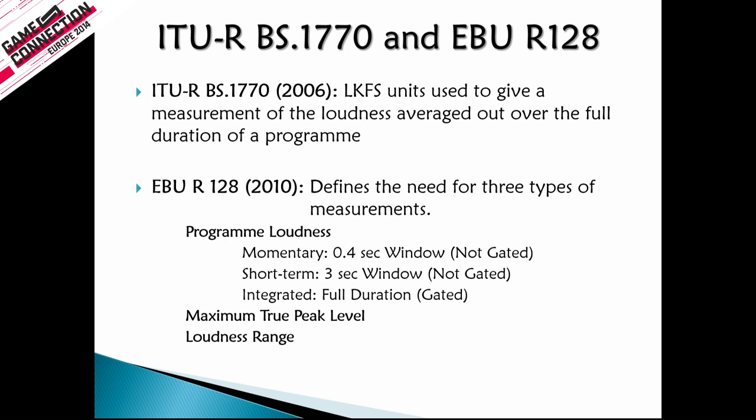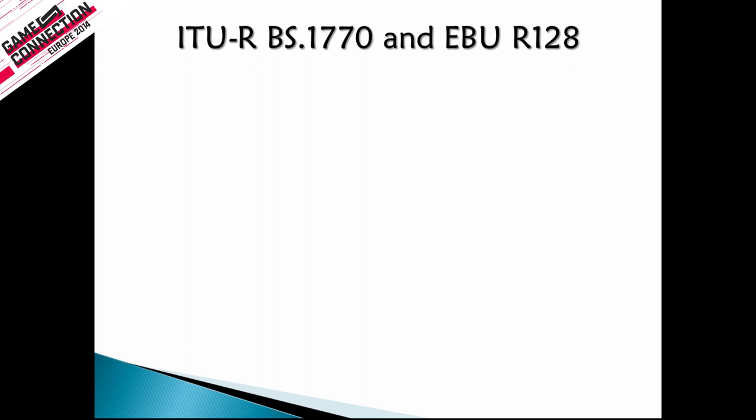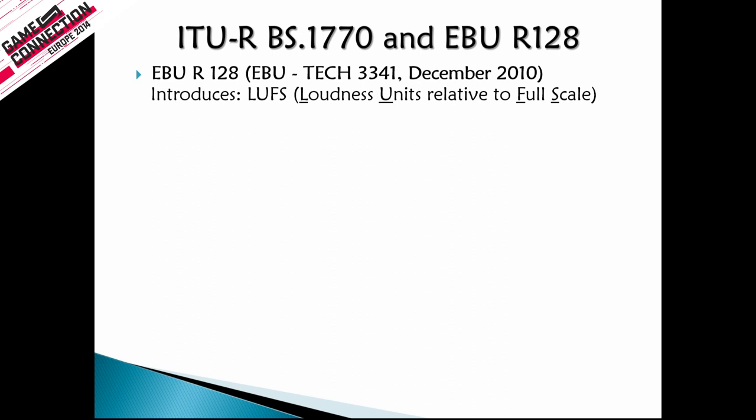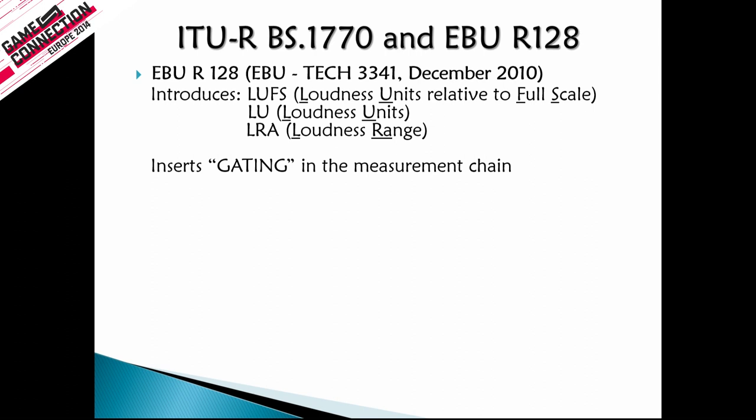So the introduction of the EBU R128 gave birth to a couple of new terms, just a few months after the initial R128 document. The 3341 document defines the three terms that were born from these various types of measurements. LUFS rather than LKFS, the 1770 called it LKFS, loudness K-weighted relative to full scale. Here they use LUFS instead of LKFS. It gave birth to the loudness unit, which is roughly a dB, and the LRA, loudness range. Three new terms, and they introduced the idea of gating in the measurement chain.